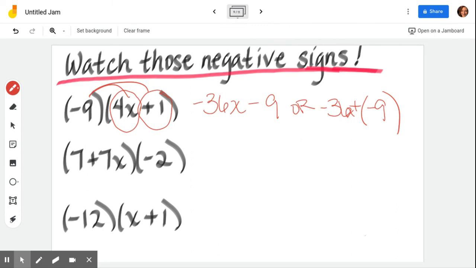Okay, let's do another. Inside, I've got a 7 and I've got a 7x. Multiply, multiply. -2 times 7 is -14.